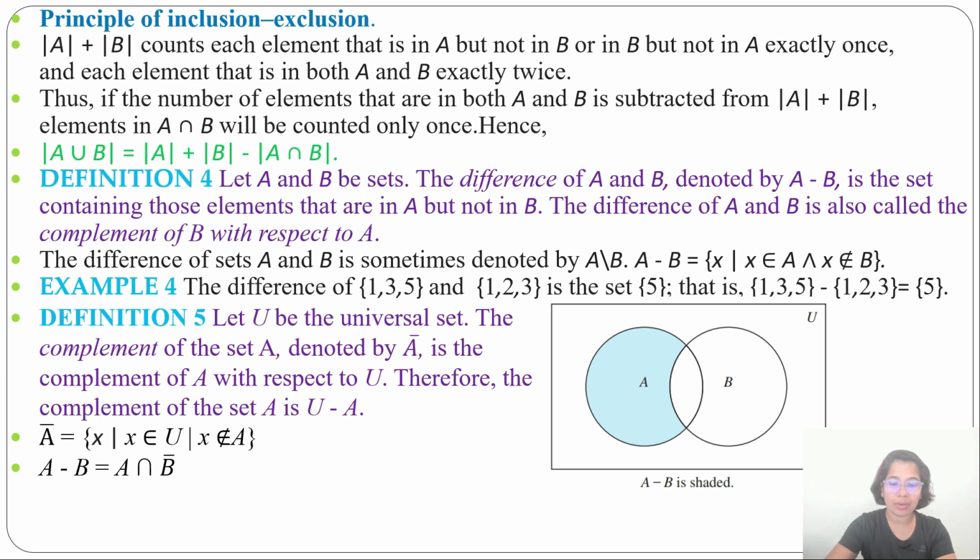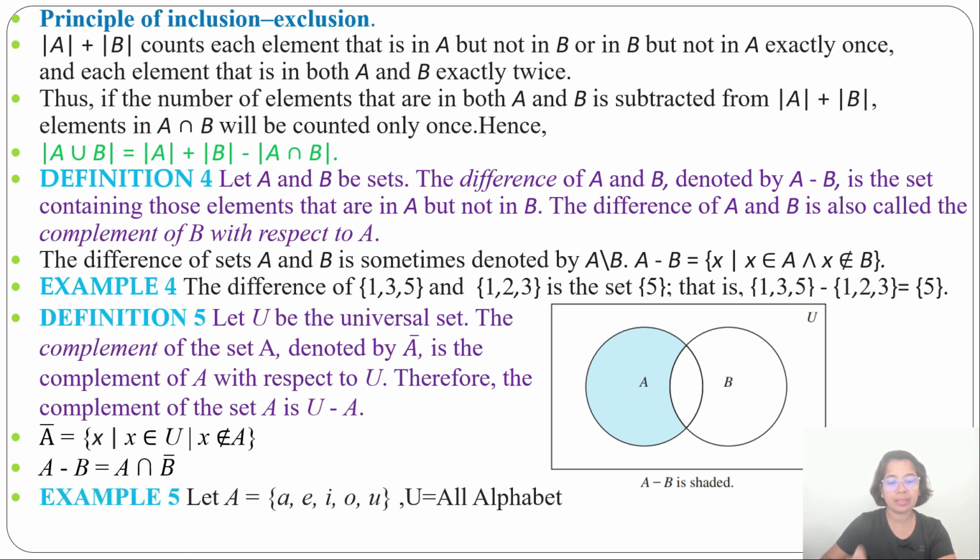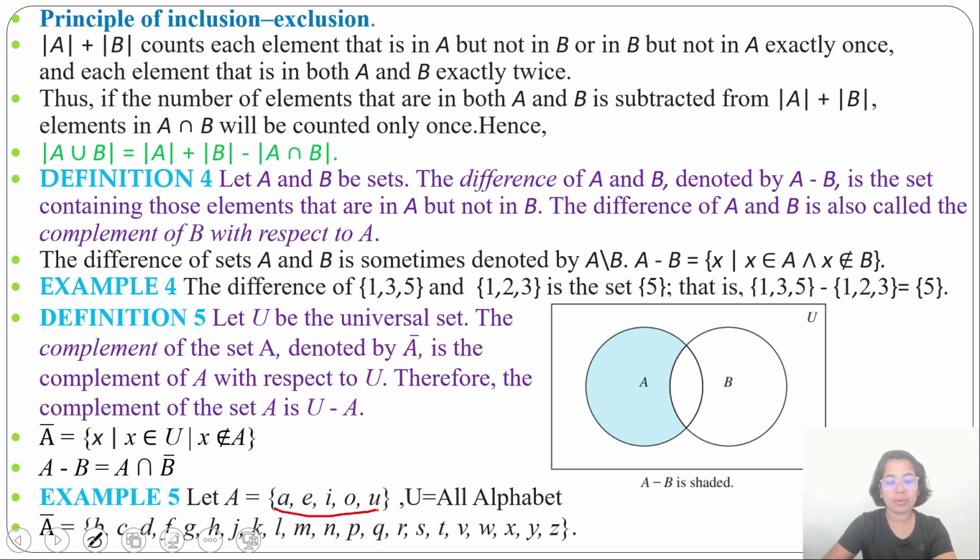In a Venn diagram, how do we represent it? Let this be our universal set U, and this is our A. Then the area outside A and inside U is the complement of A. Let's see one example of complement. Example 5. Let A equal {A, E, I, O, U} and U be all the alphabet. Then the complement of A will be the rest of the alphabet which is present in U and not in A. So the complement of A will be the rest of the alphabet which is not A, E, I, O, U.